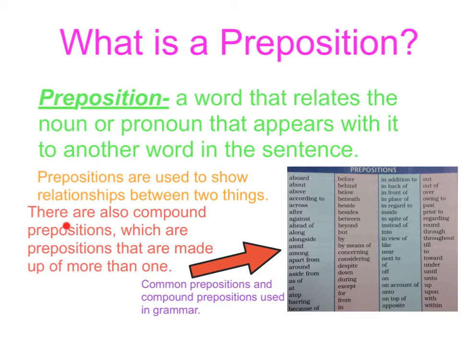There are also compound prepositions, which are prepositions that are made up of more than one preposition. So, like the ones in these examples, "in view of" is an example of a compound preposition. And then here's a list of common prepositions and compound prepositions that will be used in grammar. Some of them are about, above, across, ahead, as of, for, from, on, up. This is basically just a general list of what's going to be a preposition.